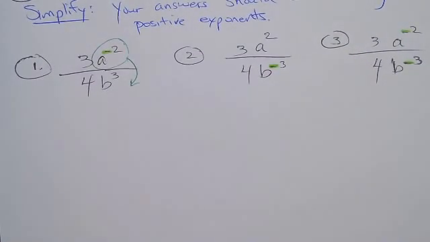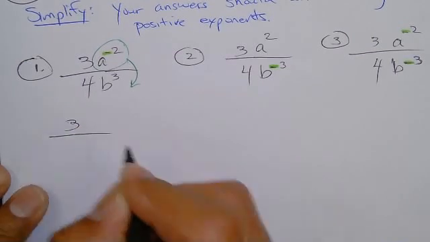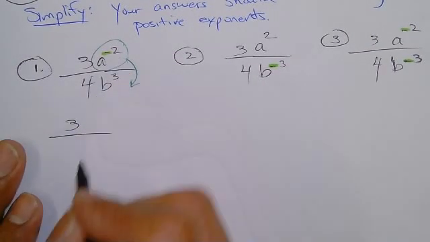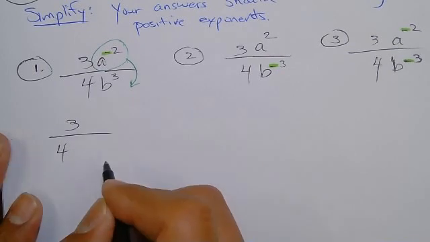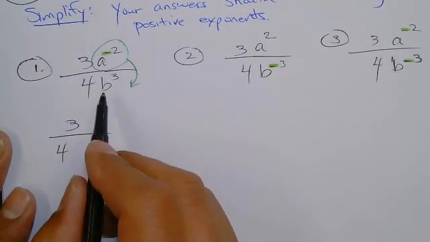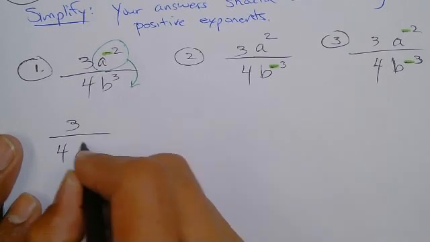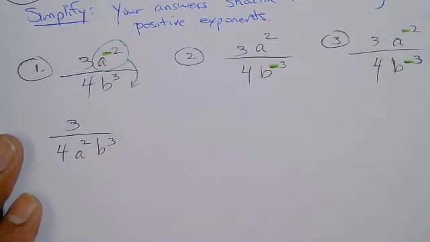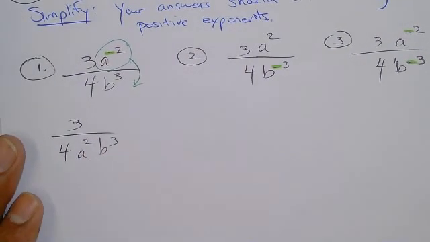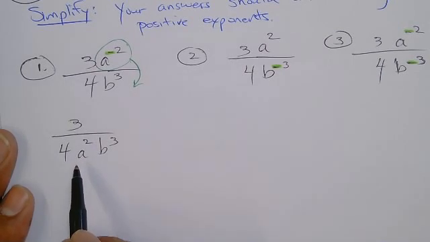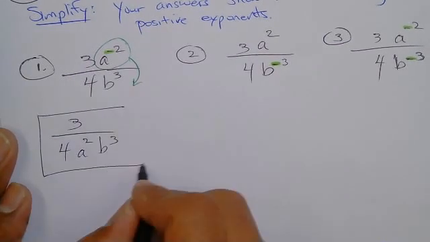So can somebody tell me the final answer here? Because that's the only negative. Wasn't it going to be just 3? 3 is the only thing left on top, right? So what's this one going to be? 3 over 4, what? Yeah, usually we'll write these in alphabetical order. So everybody agree that a is going to be first. a squared b cubed. You guys see it's negative here, but when I moved it down, now it's positive. We're okay with that? That's it.